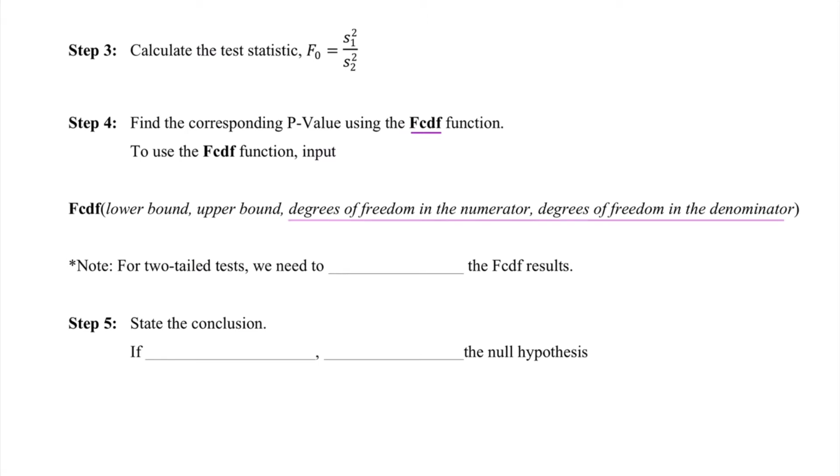Similar to the TCDF function, we do have to address that we need to work with degrees of freedom, but make sure we take note that we need to pay attention to the degrees of freedom in the numerator and the degrees of freedom in the denominator when working with our FCDF function. And like we've seen before, if we have a two-tailed test, we need to make sure we double the FCDF results. And finally, one more time, if our p-value is less than alpha, then hopefully by now we know we need to reject the null hypothesis.